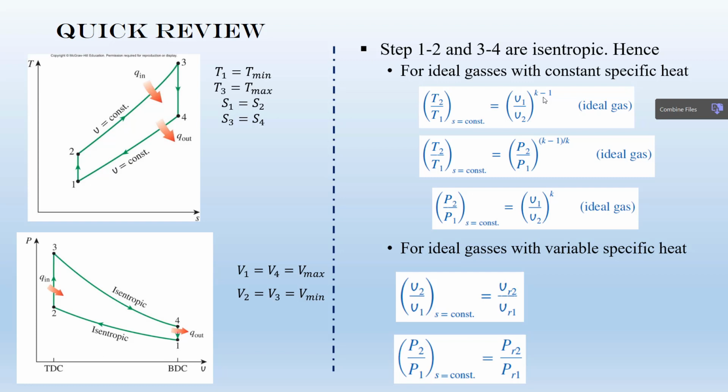Keep in your mind that the PR and nu R are relative pressure and relative specific volume, and then you can find these parameters from the reference tables, thermophysical property tables.